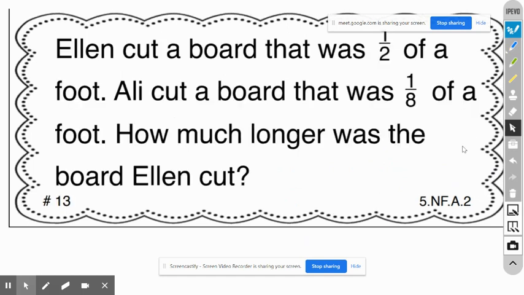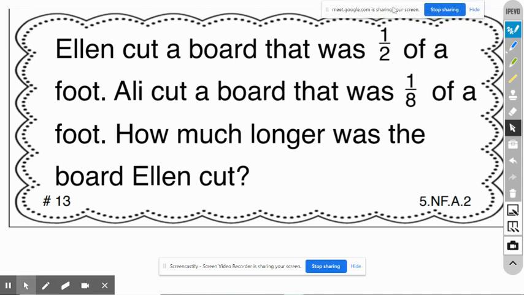All right, let's try another one. Alan cut a board that was, well, I'm going to have you read. You read and you decide. And I'll give you some time, and I would love for more people to participate. Okay. I see two tips. Let's see someone else that would like to participate. It's always the same ones.